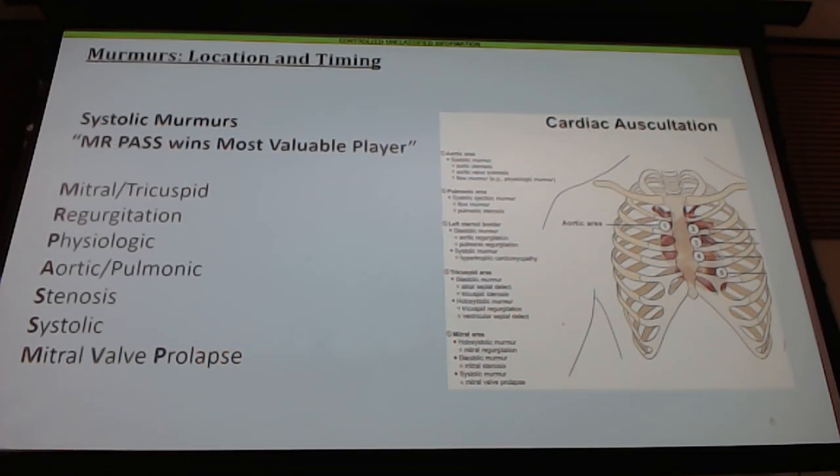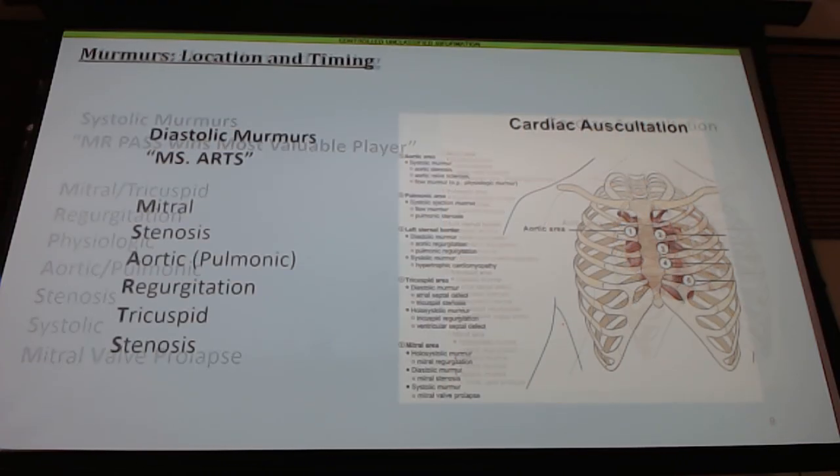If you like mnemonics to help you clarify which ones are going to be systolic murmurs, the mnemonic Mr. Pass, the M, the R, the P, the A, the S, and the S, wins MVP, most valuable player. That's a mnemonic to help you remember which valvular murmurs are systolic. And then Ms. Arts is a mnemonic to help you remember which ones are diastolic murmurs.